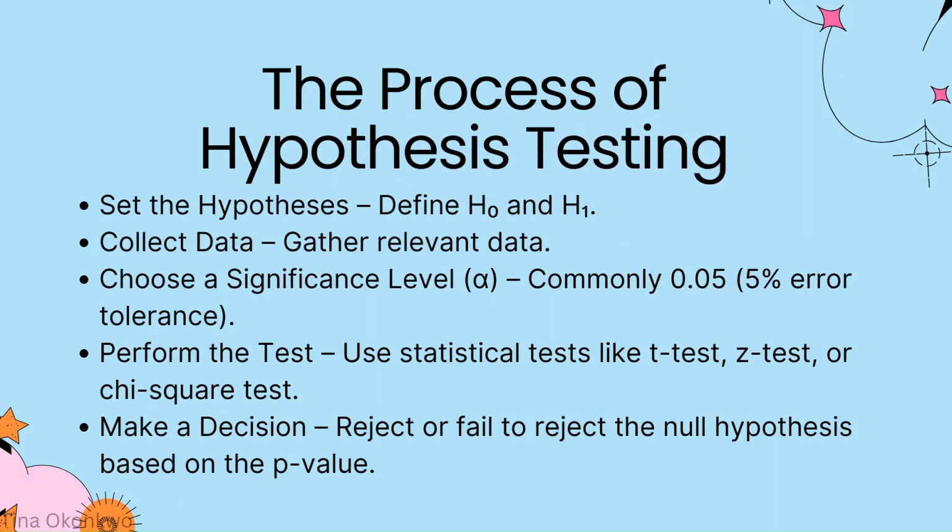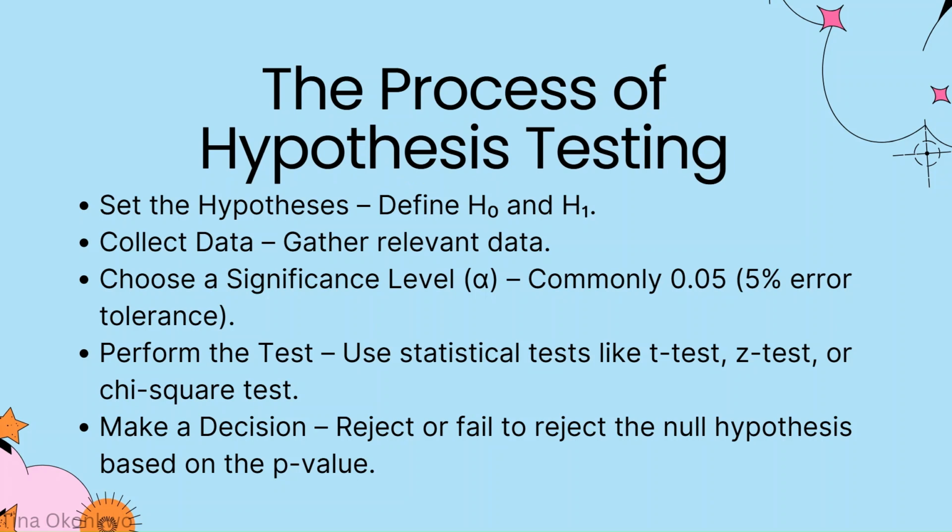Here's the process: set the hypothesis, state the null and the alternative hypothesis. Collect data, gather the data needed for your test. Choose a significance level. This is the threshold to decide whether to reject the null hypothesis. A common level is 0.05, meaning you are willing to accept a 5% chance of being wrong.